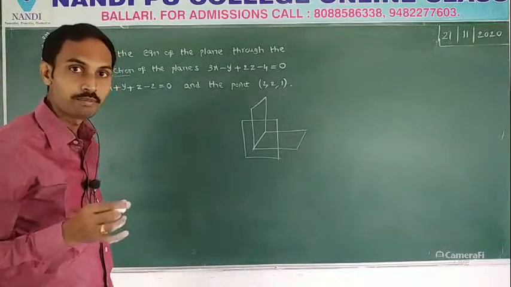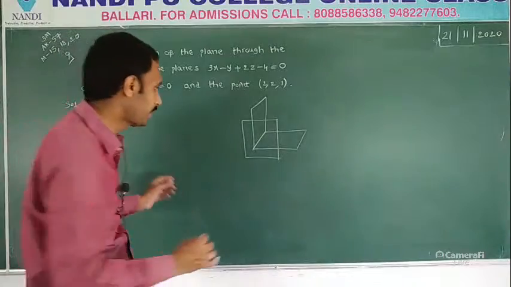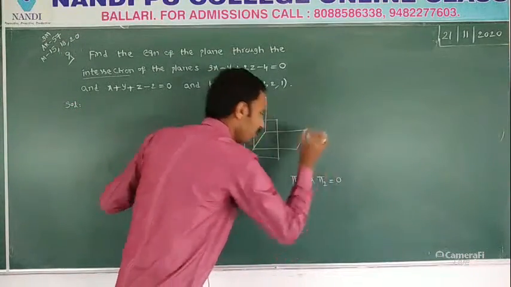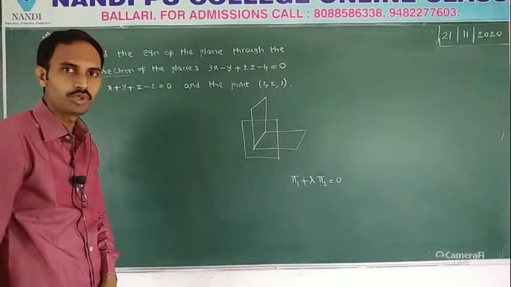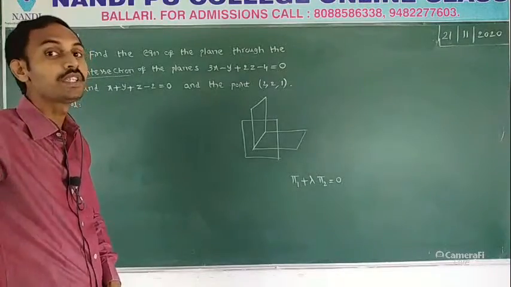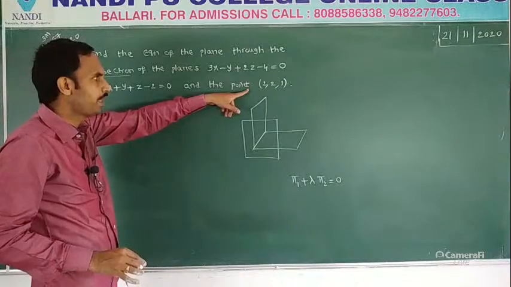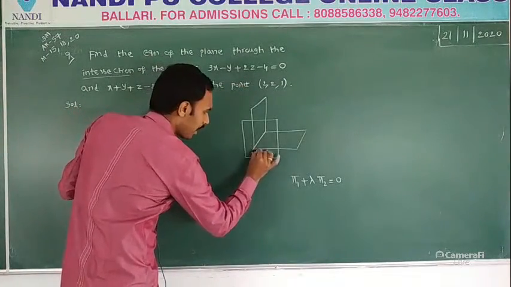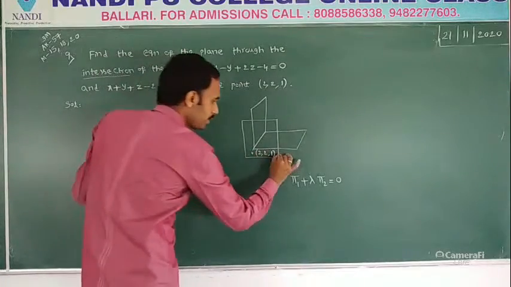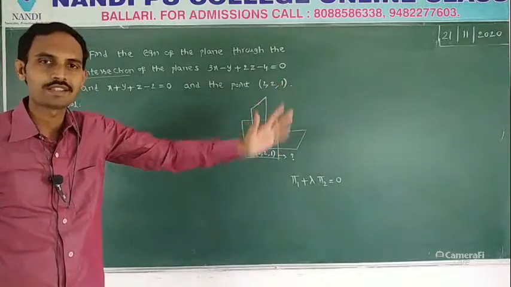I gave the formula before the exercise, after the intercept formula. So, the formula is pi 1 plus lambda pi 2 is equal to 0, where lambda is a constant. To get lambda, they will give something in the problem. What is that? The required plane is passing through the point (2, 2, 1). So, what is that plane equation? Okay, apply the formula, you will get the answer.